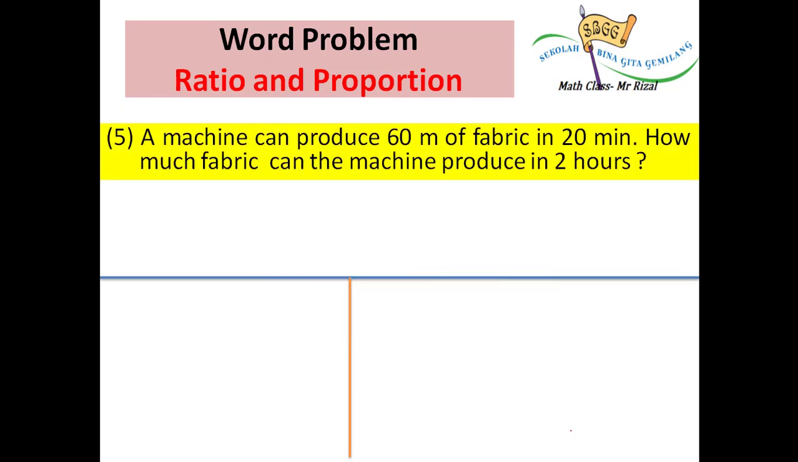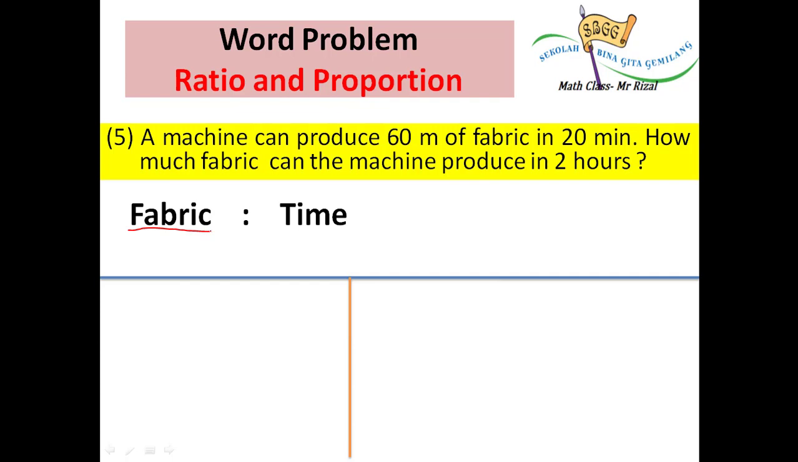Next, the last question. If a machine can produce 60 meters of fabric in 20 minutes, how much fabric can the machine produce in 2 hours? It's quite complicated. Sorry. Okay, but what must be done? Yes, write the label. I choose fabric and time. You can write length of fabric to make it clear, but if only fabric is okay. Just write something that you really know that it can help you.